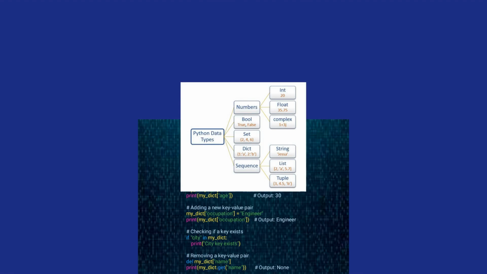By choosing the right data type for your variables, you can optimize memory usage, improve code clarity, and ensure that your program behaves as expected. Understanding Python's data types is fundamental to effective programming.